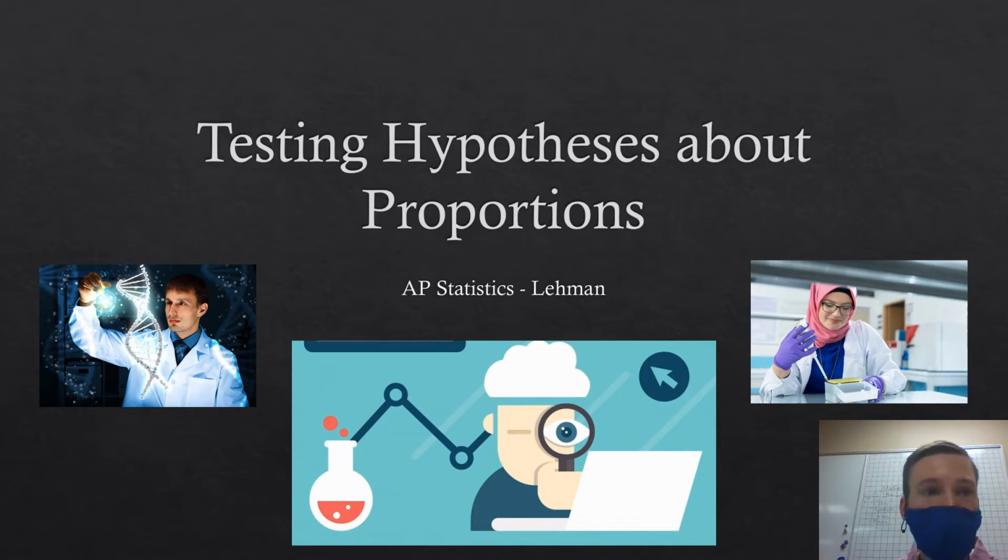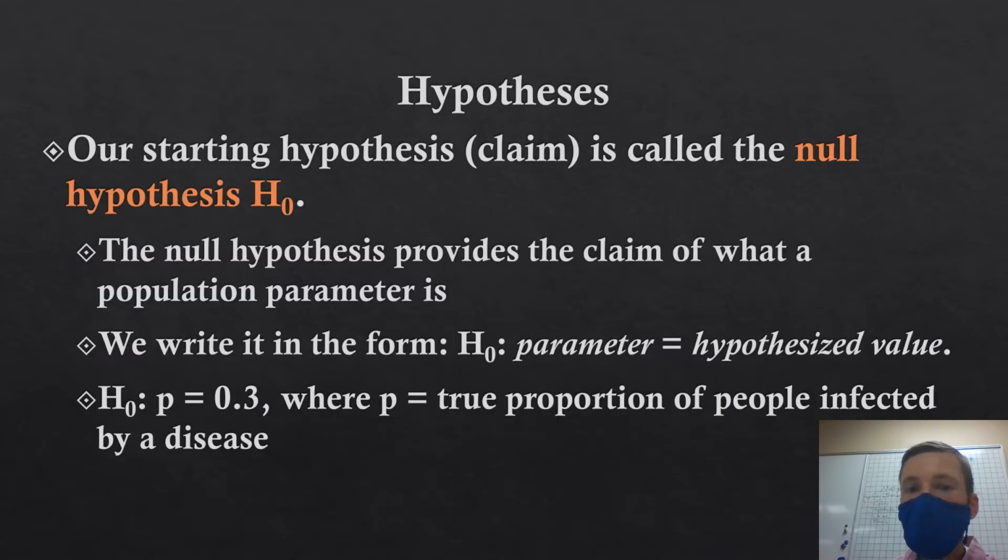Okay, so to start off, we have to talk about what the hypotheses are when it comes to a hypothesis test. And with every hypothesis test, we start with an initial claim, and this is what we refer to as our null hypothesis, okay? We denote it with H sub 0, or that just stands for null hypothesis. And the null hypothesis, it is what provides a claim of what our population parameter is, okay?